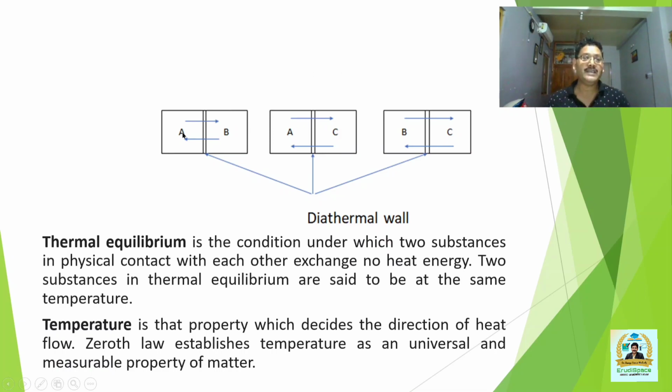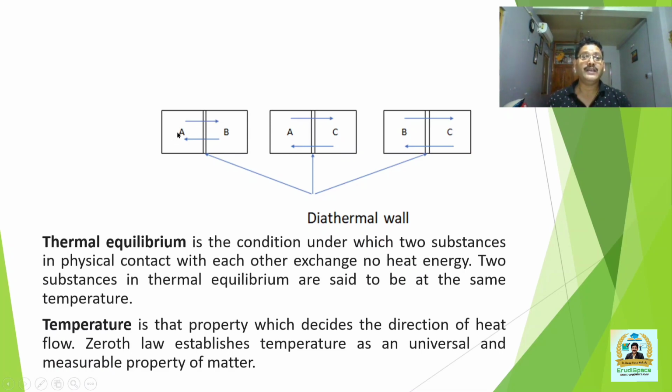You can see that here A and B are being separated by a dithermal wall. Here A and C are being separated by a dithermal wall, and here B and C are separated by a dithermal wall. So what is a dithermal wall? A dithermal wall is that wall which allows the heat flow to take place, unlike the adiabatic wall which prevents the flow of heat through it.